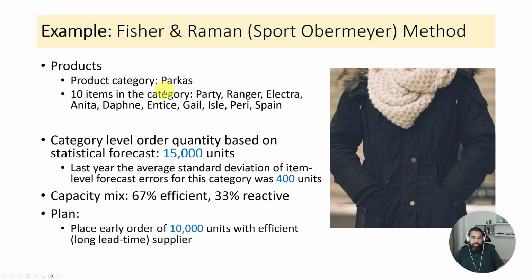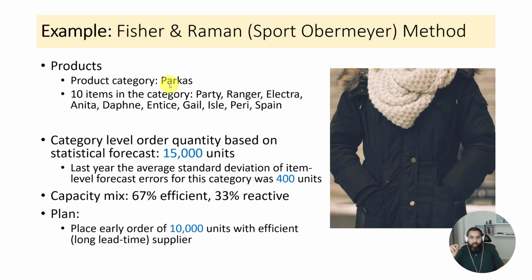So this is the information you have. Let's say you're going to do this for a product category. Remember, at the category level, we have historical data, so you can do a statistical forecast. This is a category of women's parkas, and we have 10 items in this category, and we have given them names. Marketing teams love to have these code names for products, or maybe these are just the names of the parkas. So we have Party, Ranger, Electra, Anita, Daphne, Entice, Gale, Isle, Perry, and Spain. These are our 10 women's parkas. The women's parkas category has existed for decades, and we have a lot of historical data for the whole category at the category level. But these 10 parkas are all new. We have modified the design or changed the colors.